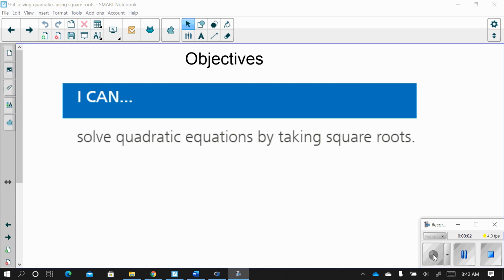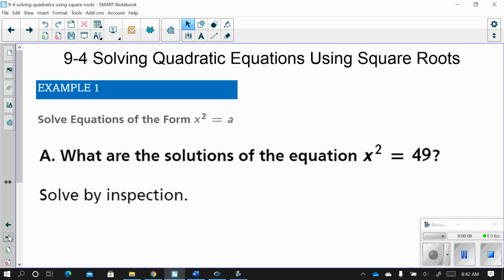So today we're actually going to use these square roots and simplifying the radicals that we learned the other day to solve quadratic equations. So this is 9-4, solving quadratic equations by using square roots. The first thing we're going to look at is x squared equals 49. We're just going to solve by inspection.